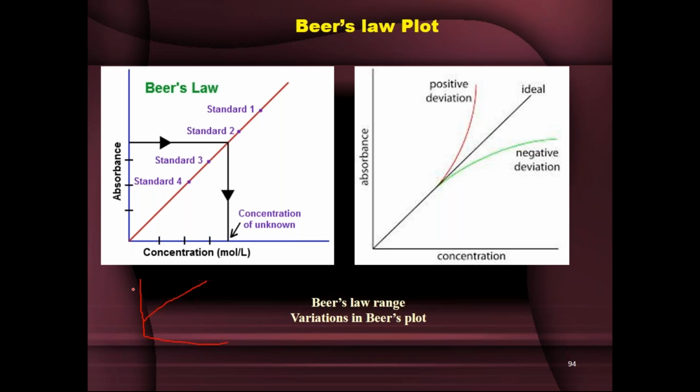What I have drawn here is a straight line, but I told you it should pass through the origin. Here it is not passing through the origin, but it is a straight line, clearly indicating that as concentration is increased, absorbance is increasing. You could also have a graph like this. Consider this is also a straight line.